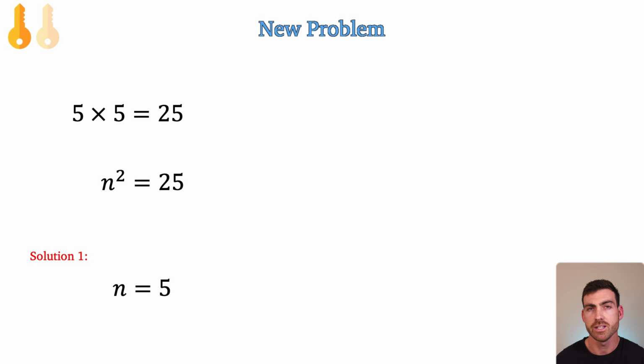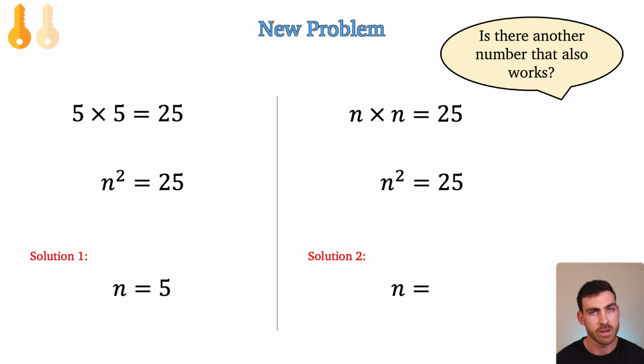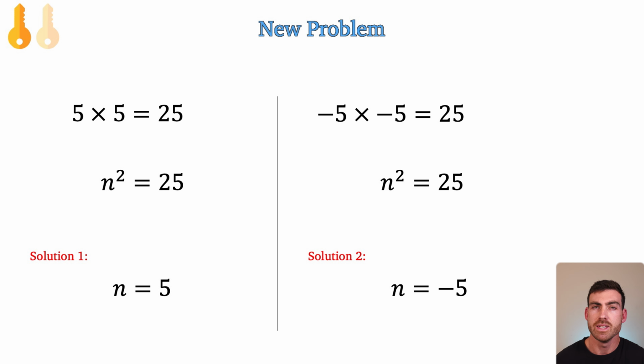So we're done, right? Hold on, these equations are quite sneaky. There is a twist. Is there another number that also works? It seems very obvious after you know. Well, -5 also works. Remember, when we multiply a negative by a negative, this gives us a positive answer. So -5 times -5 gives you positive 25.